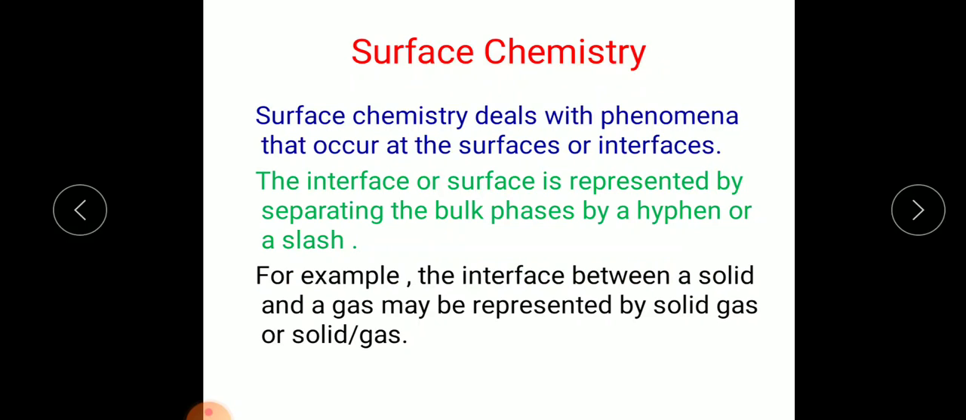Surface chemistry deals with the phenomena that occur at the surface or interfaces. So the process or phenomenon which occurs at the surface, such a study we call surface chemistry. The interface or surface is represented by separating the bulk phases by a hyphen or slash. For example, if you have a solid and gas, then the interface between them can be represented as solid slash gas, or by a hyphen.